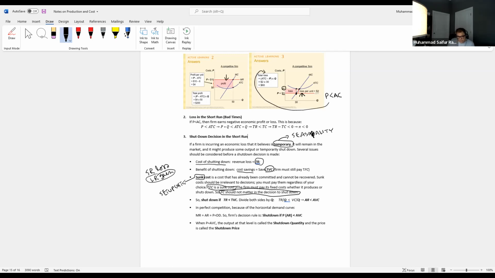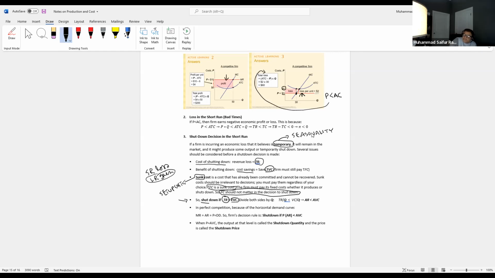produce or shut down. So the first rule of thumb is that you are going to shut down if the revenue that you are earning is so low that it cannot even pay for the variable cost. It cannot pay for the workers, it cannot pay for the raw materials, and that is a situation where it doesn't really make sense to continue to produce.